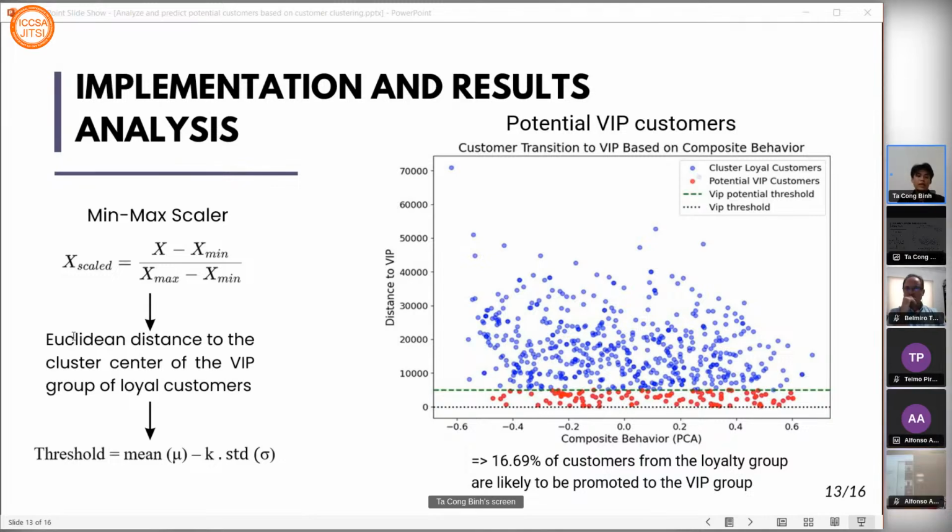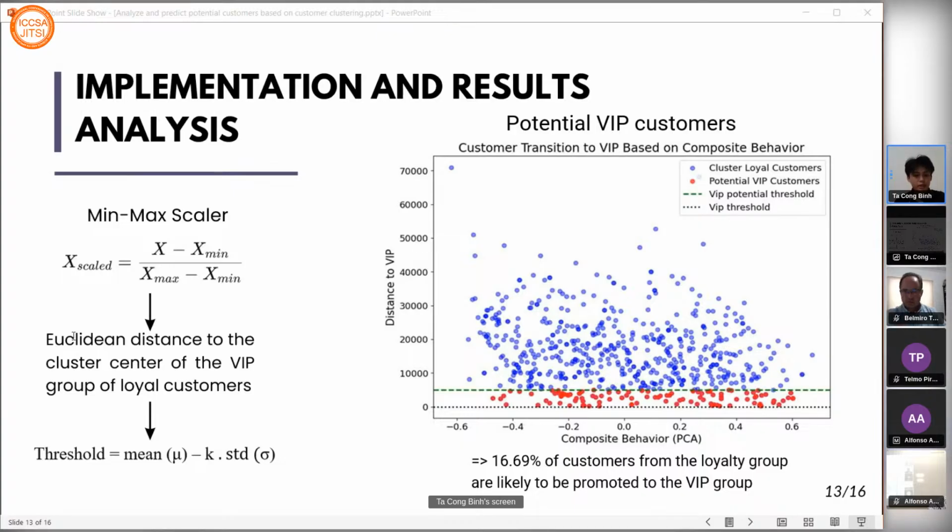First, we normalize the data using min-max scaling to bring all features into the 0-1 range, eliminating differences in measurement units across features. Next, we calculate the Euclidean distance from each local customer to the center of the VIP cluster. Based on the normalized dataset, we then compute the mean and standard deviation of the distance and apply the following formula: threshold equals mean minus k times standard deviation.